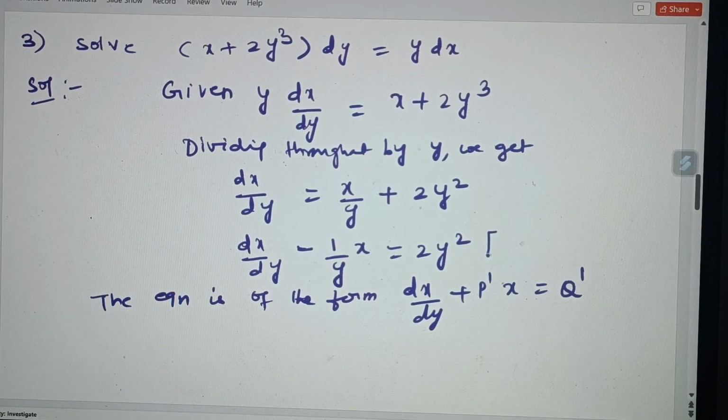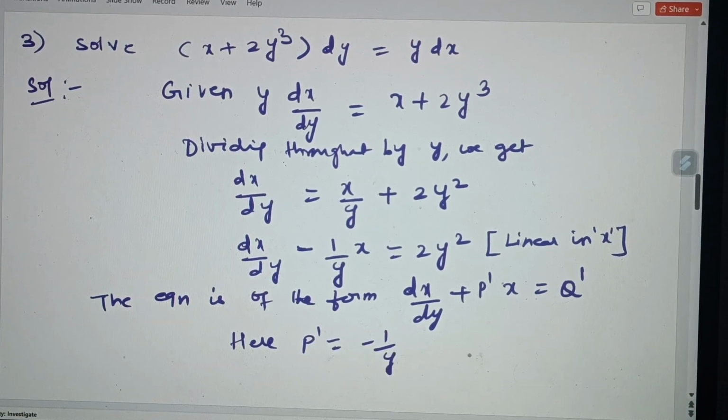Here, if you want, you can write linear in x. Now what is P' and what is Q'? P' is nothing but minus 1/y, Q' is nothing but 2y². Next step: you have to find the integrating factor. What is the formula for the integrating factor? Integrating factor is equal to e raised to integral P' dy.